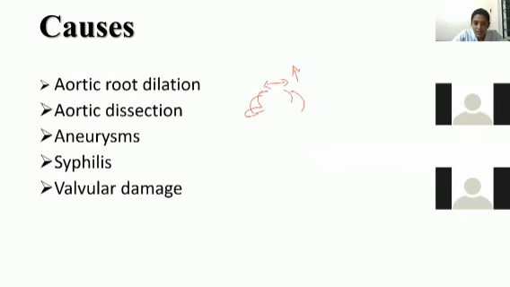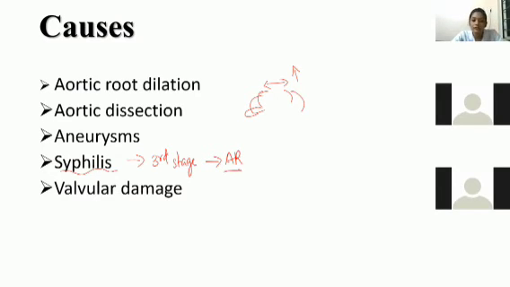Then aortic dissection or injury to the aorta can also cause this condition. Then aneurysms, another disease condition we will discuss in detail. Bulging of the arteries can finally cause rupture, and it can also lead to aortic regurgitation. Then syphilis. How can syphilis cause it? The third stage of syphilis can even cause aortic regurgitation.